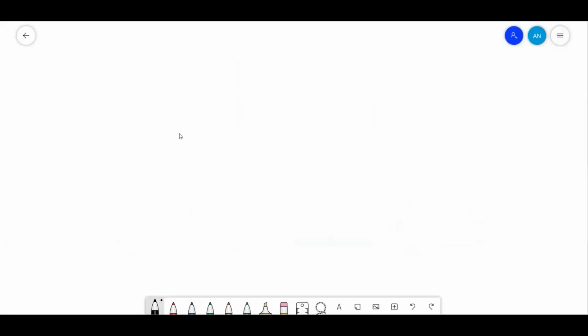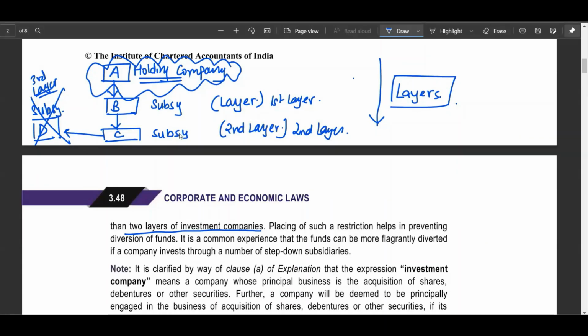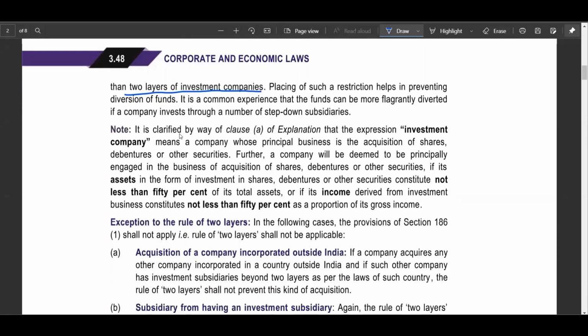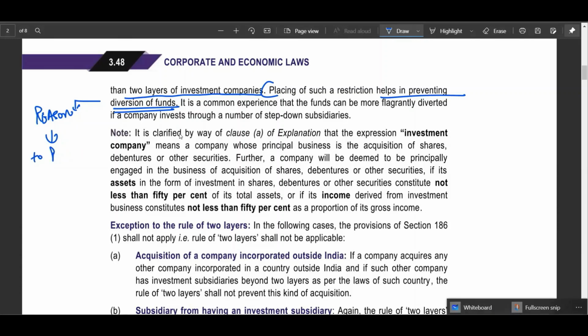Now let's read the section first, and then we will come back to the examples. All right. So yes, placing of such restrictions helps in preventing diversion of funds. The reason is given for section number 186 subsection 1, to prevent diversion of funds.